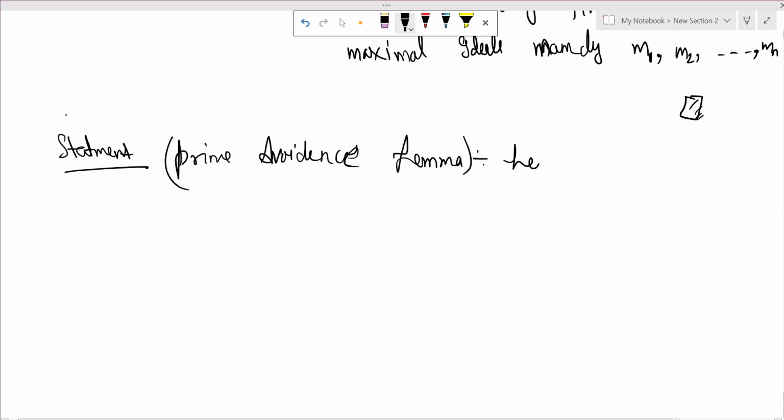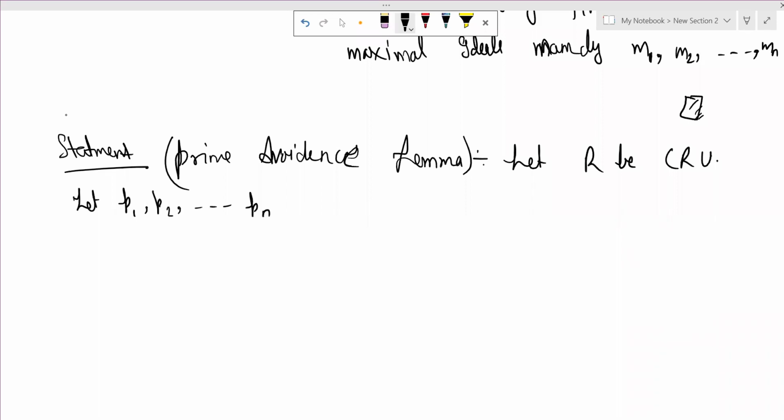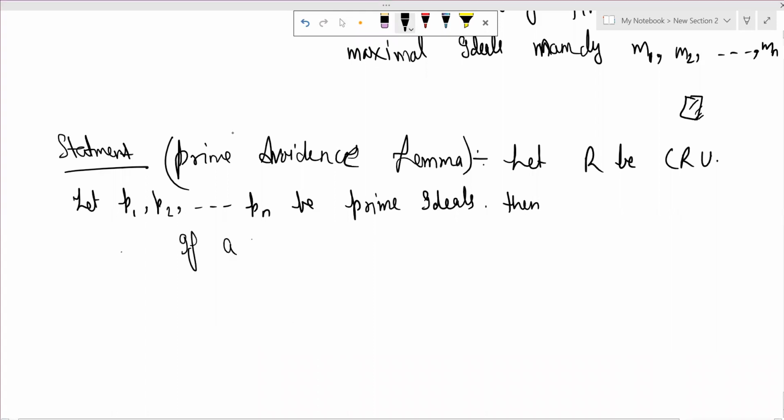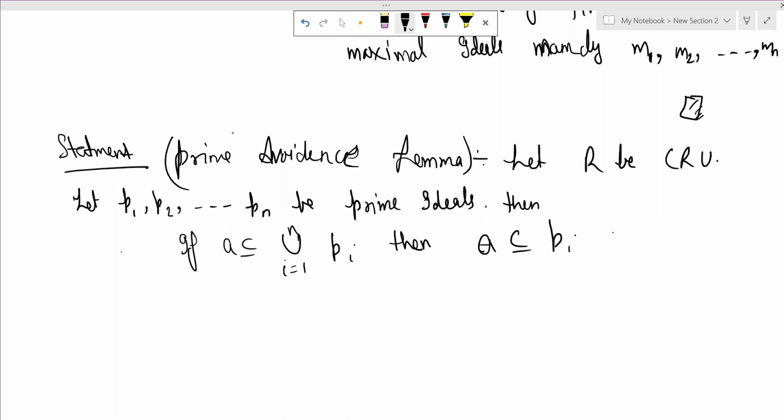Let R be a commutative ring with unity. Then the first one: let P1, P2, up to Pn be prime ideals. If A is any ideal contained in the union of the Pi, i equals 1 to n, then A is contained in Pi for some i.